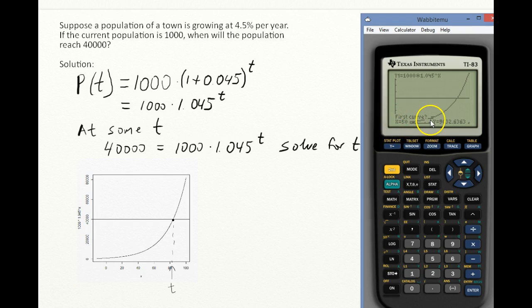The calculator is going to take us through a prompt. What is the first curve? In this case, this is our first curve. It's displayed in the top left. I'm going to press enter. Our second curve is 40,000. Press enter. And for my guess for the intersection, I'm just going to scroll to that. Right, so the intersection is somewhere here. We don't have the actual intersection until it says intersection here. So I'm going to press enter. The intersection is 83.8, so approximately 84 years.